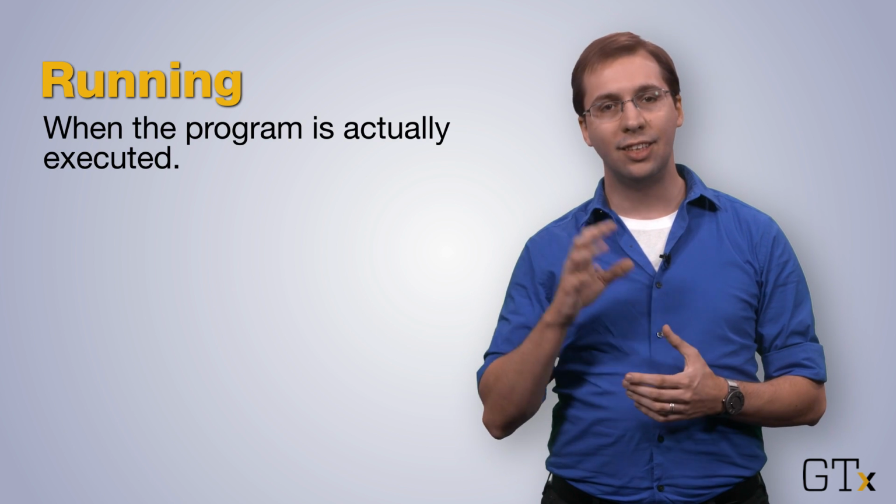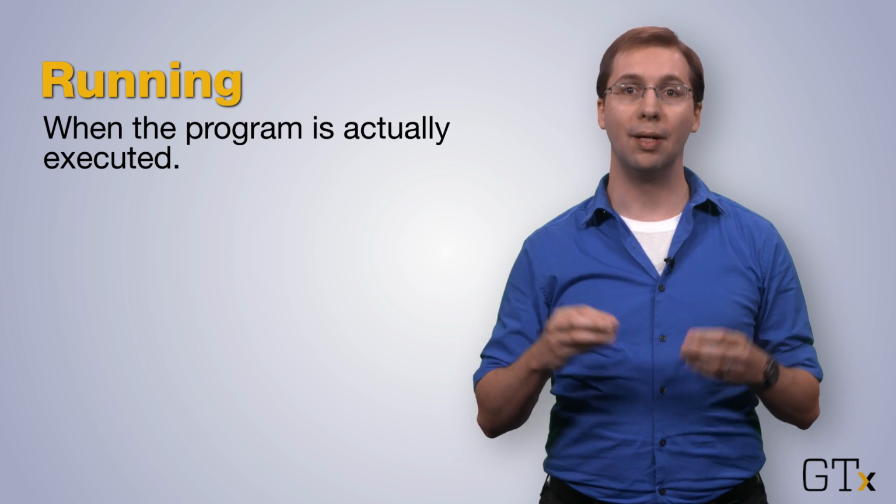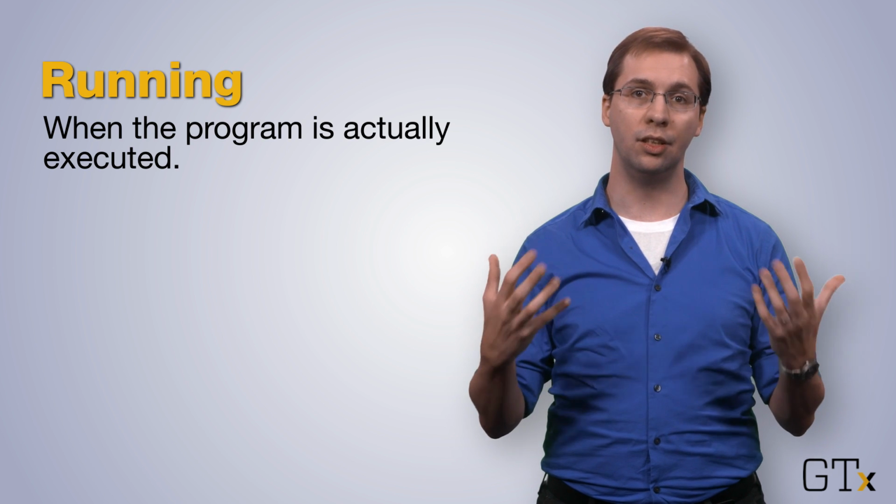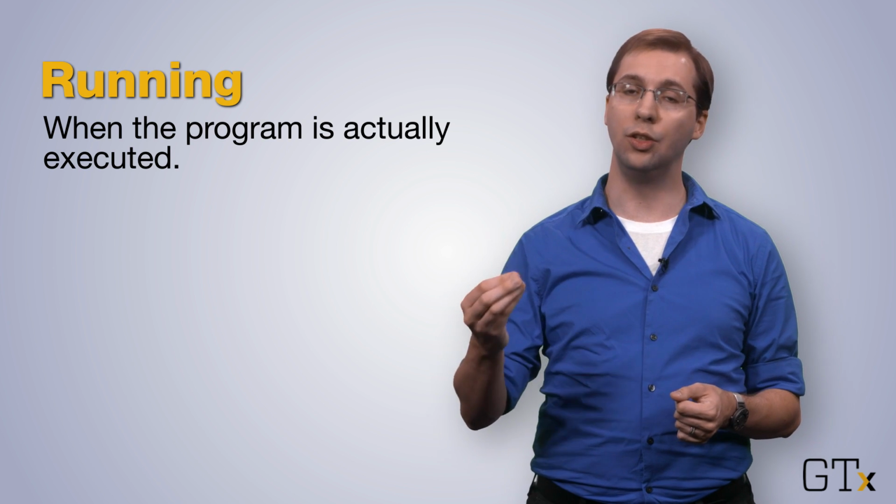Running is when the program is actually executed. Just because some code compiled into a program doesn't mean it'll actually do what we want it to do. It just means that what we told it to do makes sense. So, for example, imagine we wrote a program that would add two numbers, but we accidentally used a subtraction sign instead of an addition sign. The code still makes perfect sense to the compiler, it just does the wrong thing.